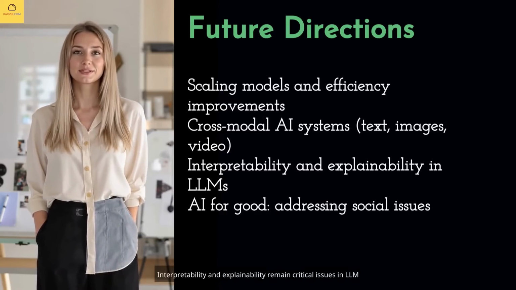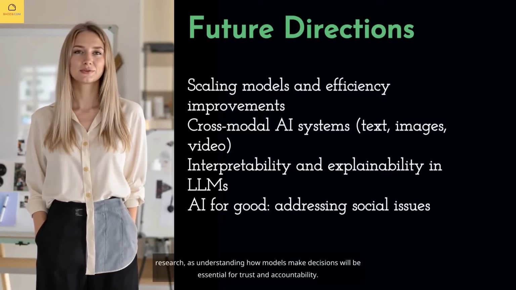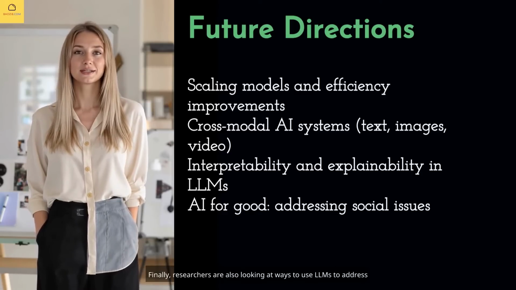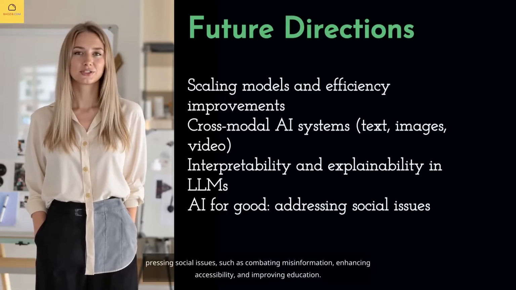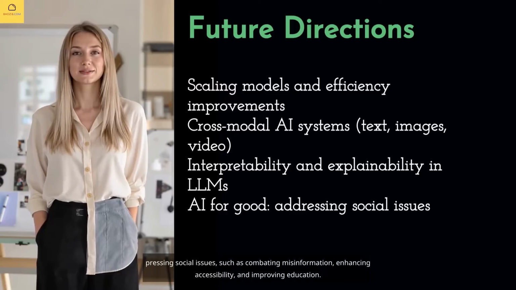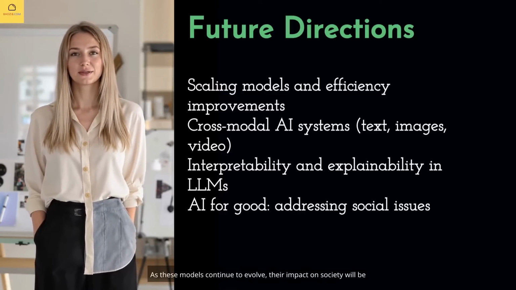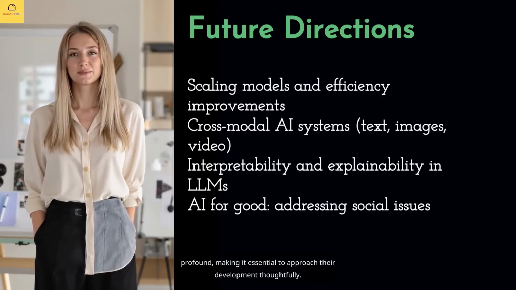Interpretability and explainability remain critical issues in LLM research, as understanding how models make decisions will be essential for trust and accountability. Finally, researchers are also looking at ways to use LLMs to address pressing social issues, such as combating misinformation, enhancing accessibility, and improving education. As these models continue to evolve, their impact on society will be profound, making it essential to approach their development thoughtfully.